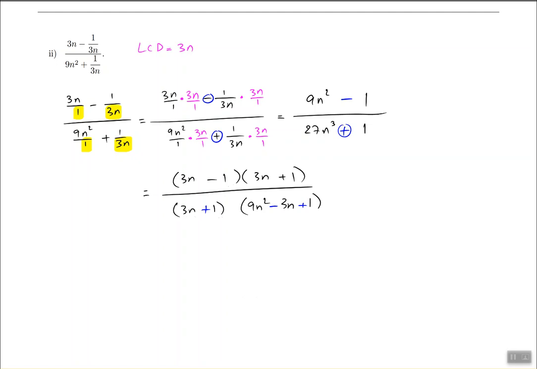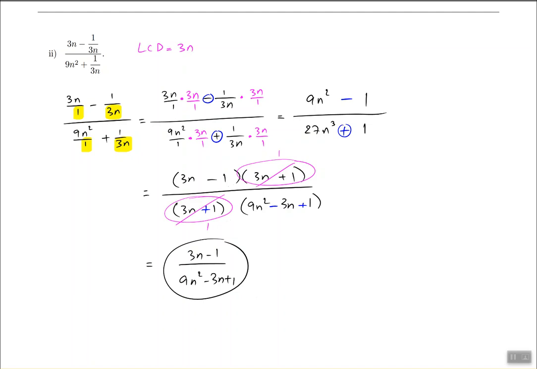And why do we do this? We do this because now there's a 3n plus 1 on the denominator that matches with the 3n plus 1 on the numerator, so we can now reduce them and write down a simpler final answer. So it's 3n minus 1 divided by 9n squared minus 3n plus 1. That is the final answer.